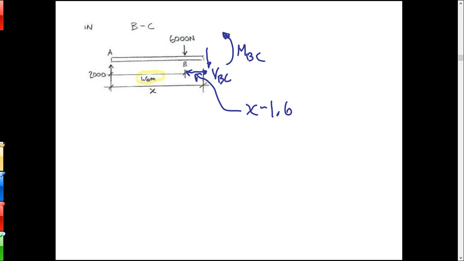Now we use this in strengths a lot because what we do in strengths is we take what we're doing here in statics and then we find the internal forces. And then we use those internal forces and some design equations to design the beam.